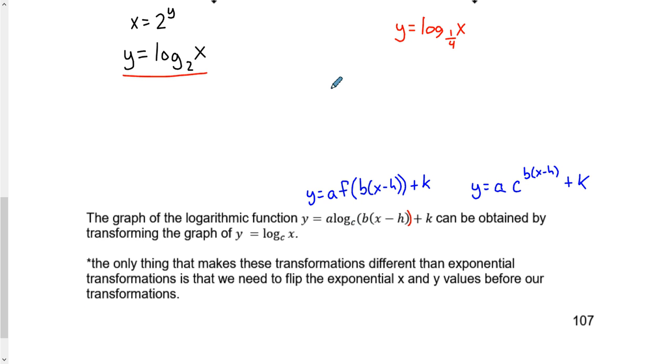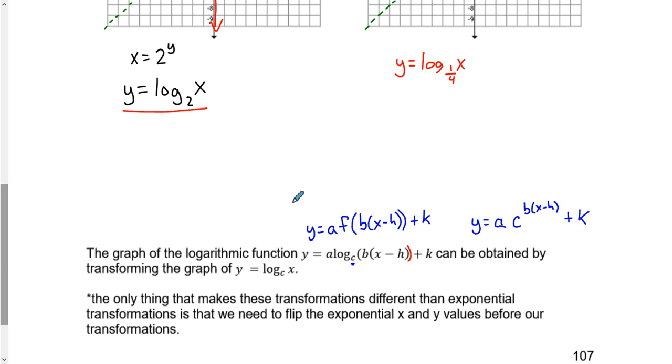So that c value here, the only thing that does make these transformations a little bit different than exponential transformations is that we need to actually flip the exponential x and y values before our transformations. Now, I'm just going to say it right now. It's a little bit difficult to try and get the points for a logarithm. But for an exponential, it's actually pretty easy. Without doing a whole bunch of work to get our logarithms, we can do our exponential relatively easy, and then we can do some transformations there. So let me show you what I mean.